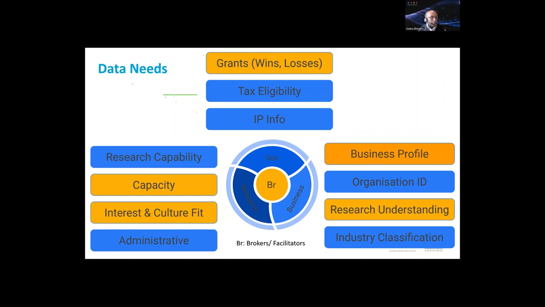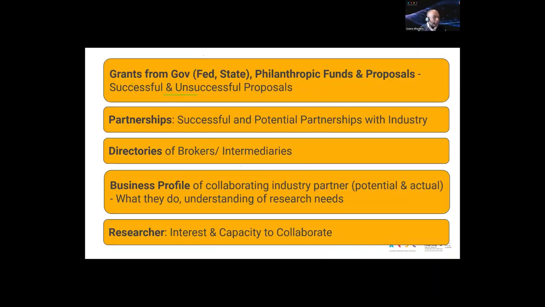So to cut the long story short, maybe if you could roll to the next one, Ming. These are some of the highlights of information that, to start with, we would like to obtain from other organization participants like yourselves and your organizations. So for example, from government grants, we can get, for a number of grants, what are the successful ones? But if you are able to get the unsuccessful proposals as well, that would add a lot of value in terms of learning and so on.